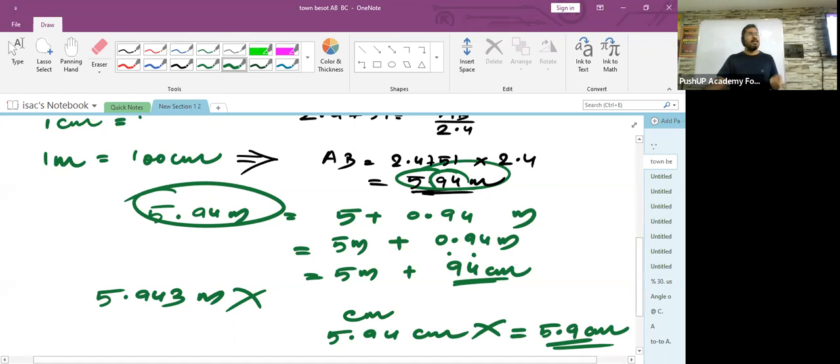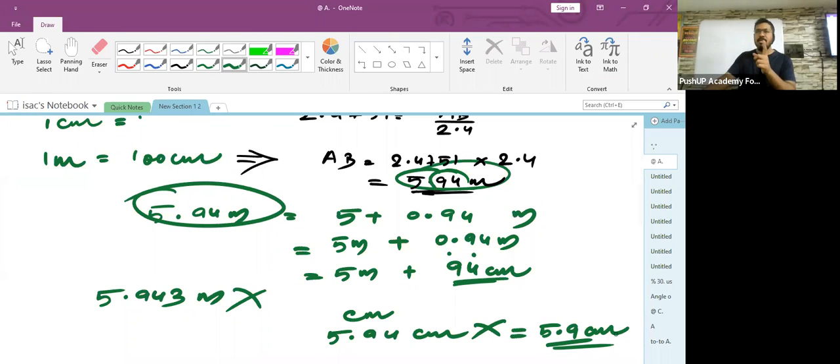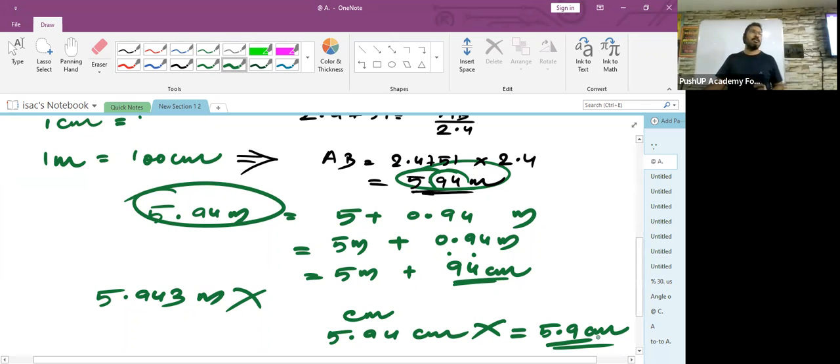If meter is written, then only two decimal places. If it is kilometer, then three decimal places, because you know 1 kilometer is how many meters? 1,000 meters. So after the decimal point, three decimal digits should be mentioned. Am I clear with this? Note it down in your own language, whichever language you are comfortable with.